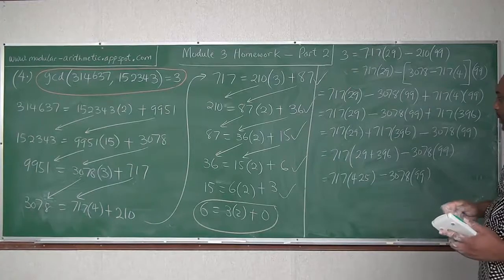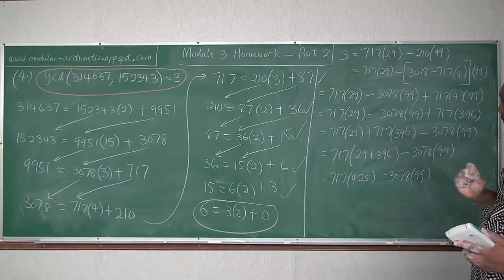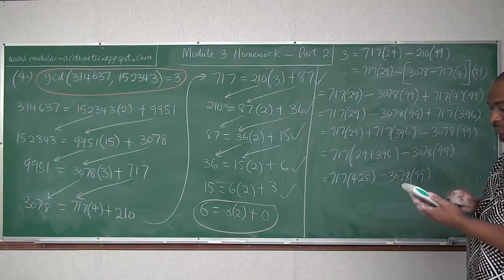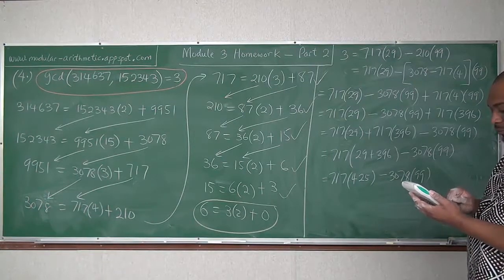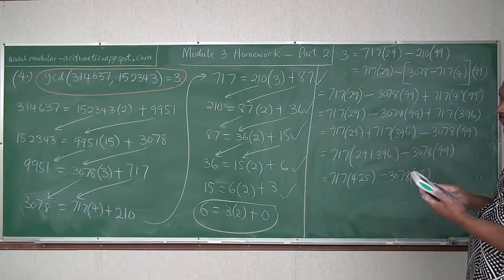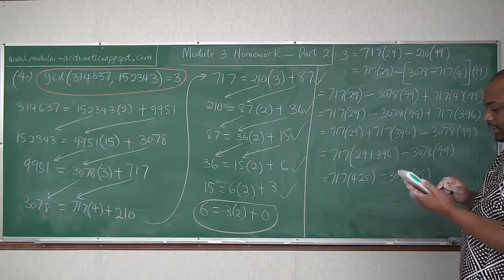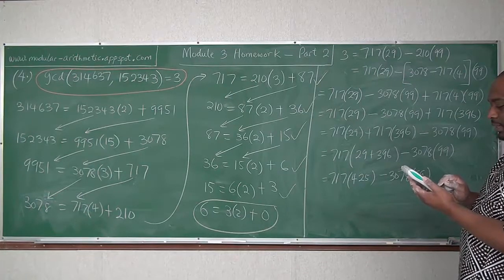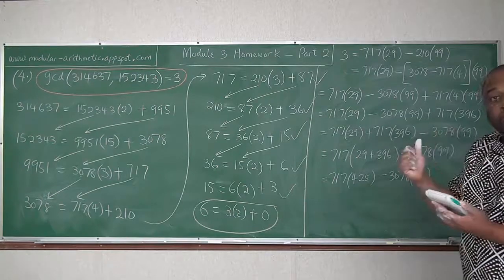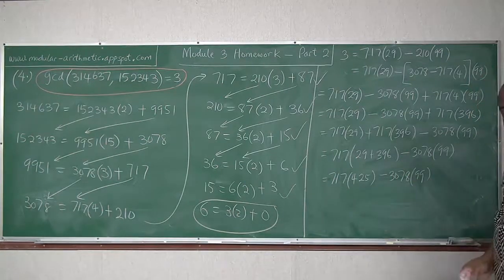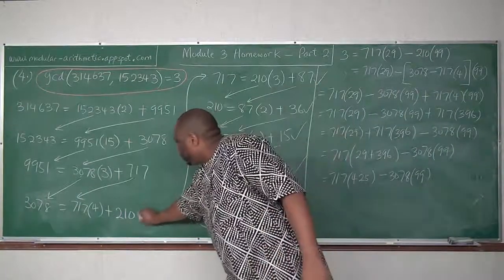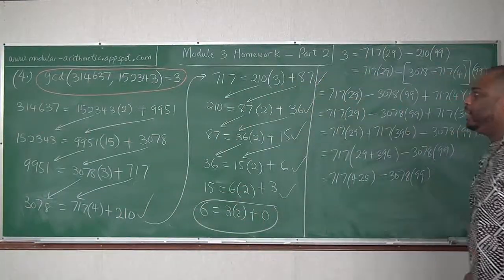Alright, I have my 717, I have my 3078. Let's check. 717 times 425 is 304725. 3078 times 99 is 304722. Works. Good. Thank God it works. So we knock off this one.